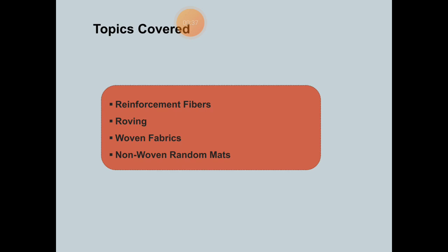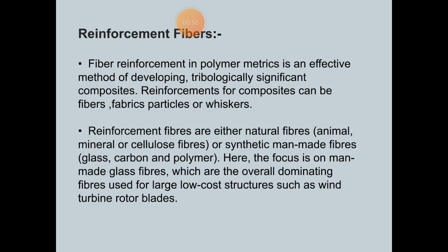Now, in polymer matrix composites, the reinforcement fibers, roving, woven fabrics, and non-woven random mats are discussed. Turning to the first topic, reinforcement fibers. Fiber reinforcement in a polymer matrix is an effective method of developing tribologically significant composites. Reinforcement for composites can be fibers, fabric, particles, or viscose. Reinforcement fibers are either natural fibers, animal, mineral, cellulose fibers, or synthetic man-made fibers.